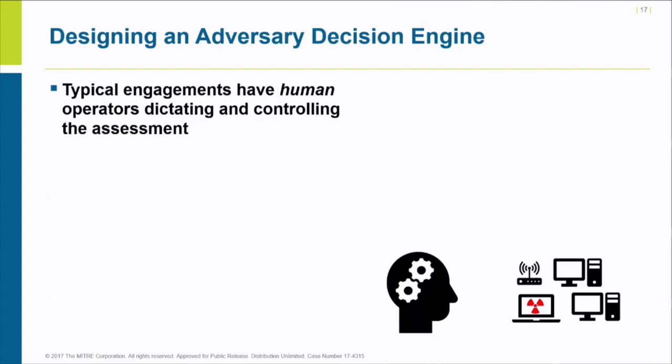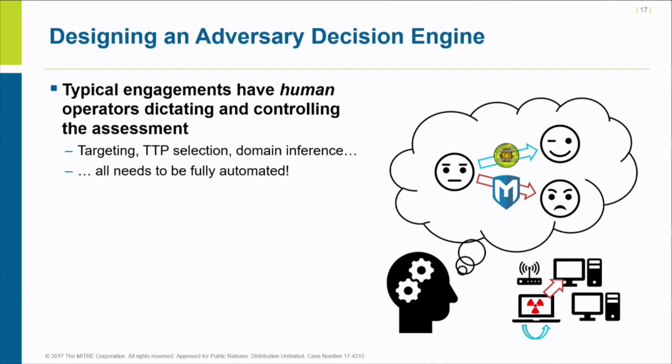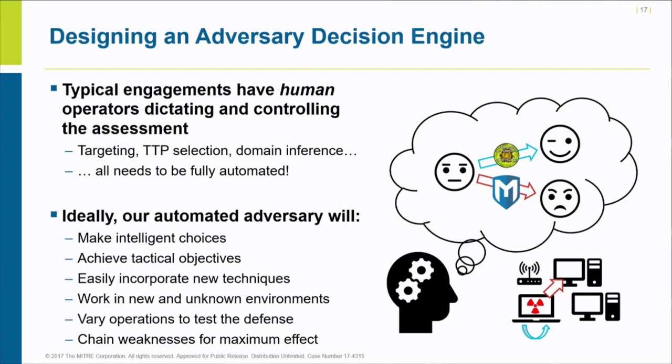So we decided to go to the drawing board and consider, okay, how do we actually design this decision-making engine? And we thought to ourselves, okay, humans typically have lots of domain knowledge and domain inference. We're looking at things, we're guessing things, we're doing targeting, TTP selection, all of these things. Do we dump creds or do I launch an exploit? What's the right technique to use in this specific situation? And all of that stuff, we need to automate in CALDERA.